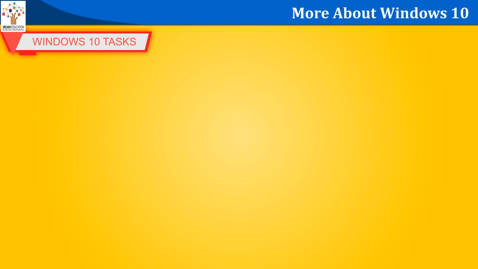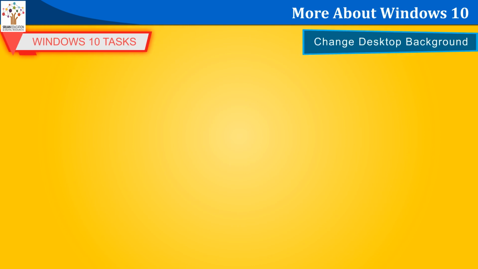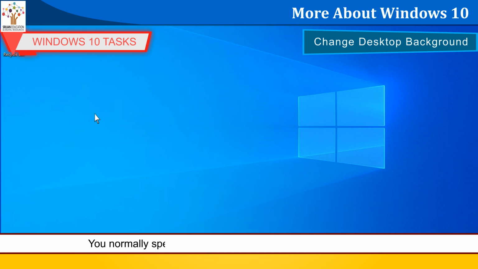Windows 10 Tasks. Change desktop background. You normally spend a lot of time on your start screen or desktop, so you may want to personalize it so that it suits your taste. On your Windows 10 desktop, a background, also known as wallpaper, is simply the picture covering your desktop behind the icons. To change it, follow these steps.